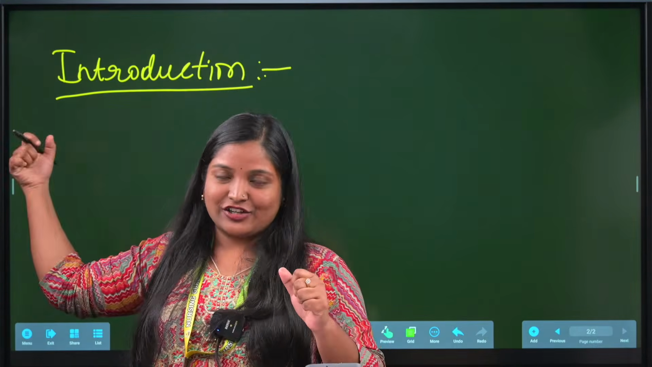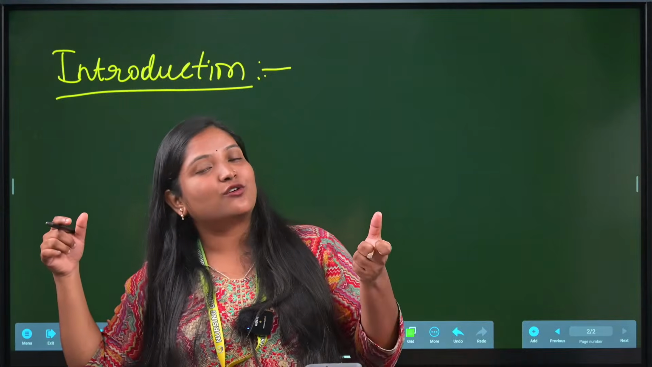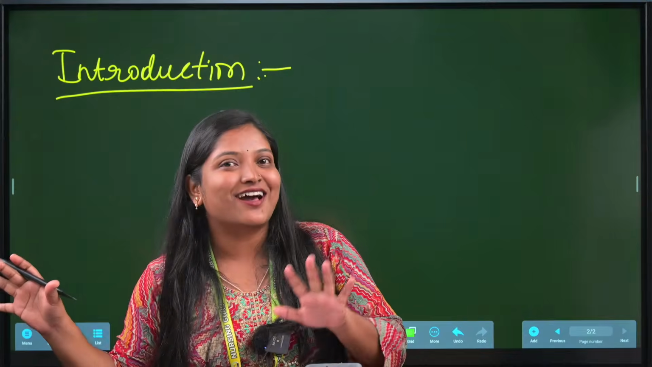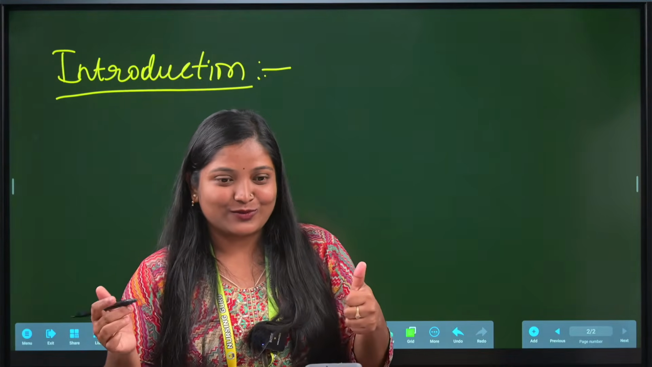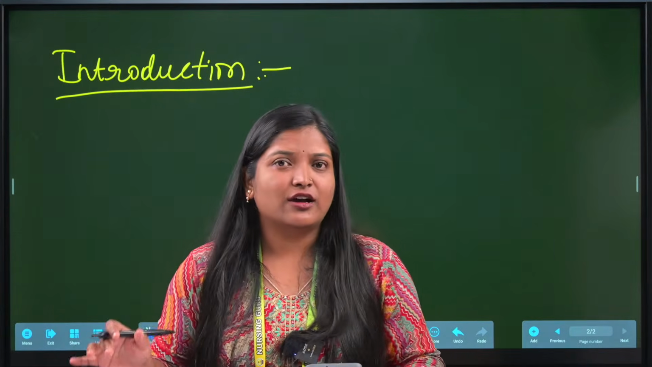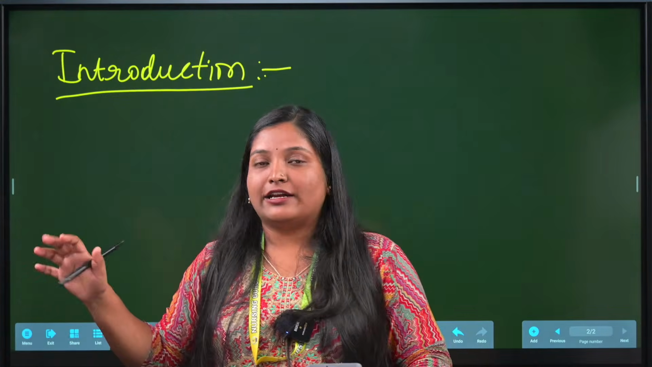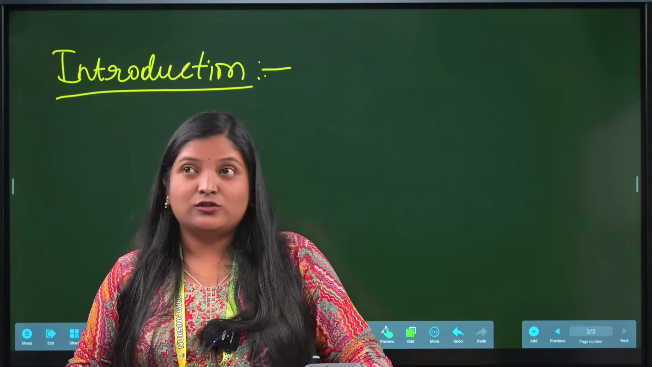In the introduction itself, we are going to study the definition. Sociology: socio means society, logy means study, the study of society we call sociology. That is a very easy definition to learn. But you have to write two or three definitions, so you have to study from your textbooks. Don't use multiple textbooks, use one textbook.